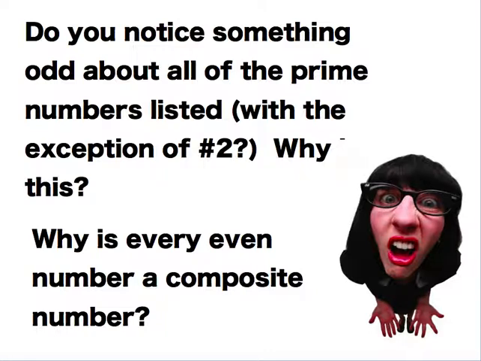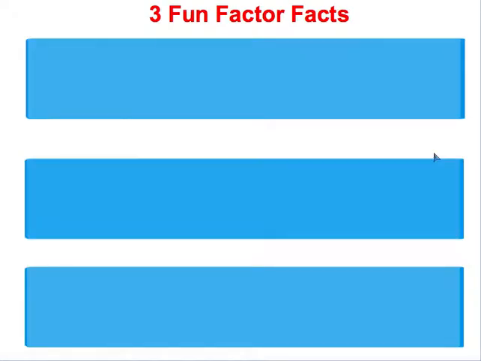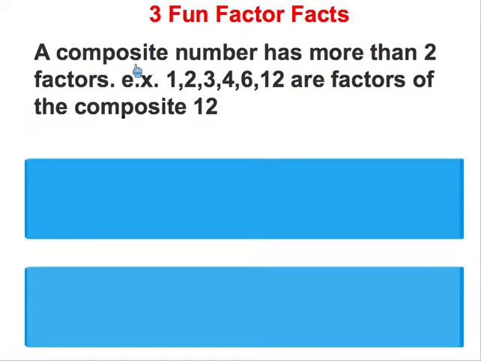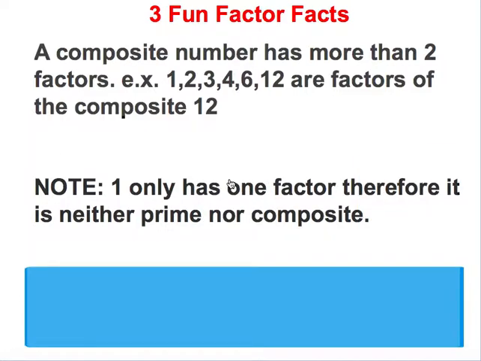Okay, so what we're going to do right now is take a look at a few different facts. A composite number, which is not a prime number, has more than two factors. For example, 1, 2, 3, 4, 6, and 12 are all factors of the composite 12. So 12 is a composite number. 1 only has one factor, therefore it is neither a prime nor a composite number. It is definitely not a prime and definitely not a composite number.